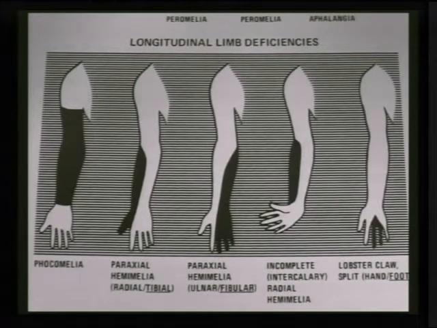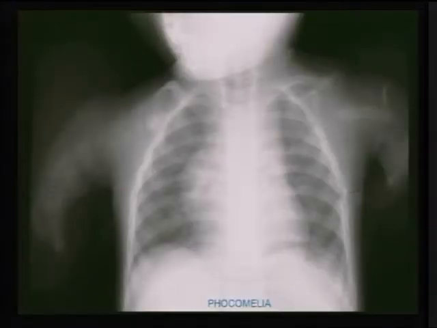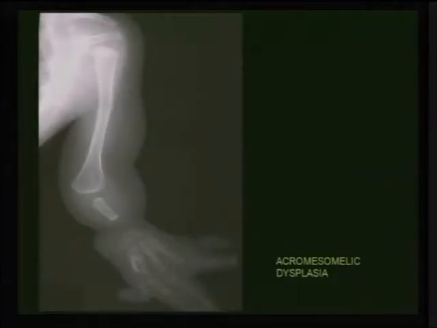And if we lose the fingers in the middle of the hands or foot, we call it lobster hand or split hand or foot. This is an example of phocomelia. We have almost lost all the bones in the rhizo and meso, and the hand is attached to the limb. If the meso and the acro parts of the limb are affected, we can call it acromesomelic dysplasia.